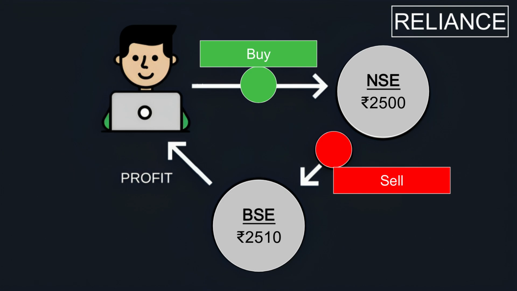Now the arbitrage strategy is simple. You buy, let's say, 100 shares or 1000 shares of Reliance on NSE at 2500 and sell 100 shares of Reliance on BSE at 2510. If you bought 100 shares, the profit is 100 into 10, which is 1000. Now imagine if you bought thousands of shares, your profit will be huge. That's a simple example of a spatial arbitrage strategy.